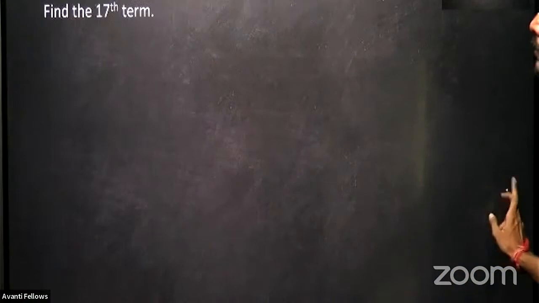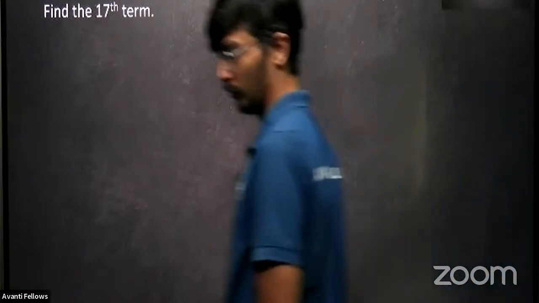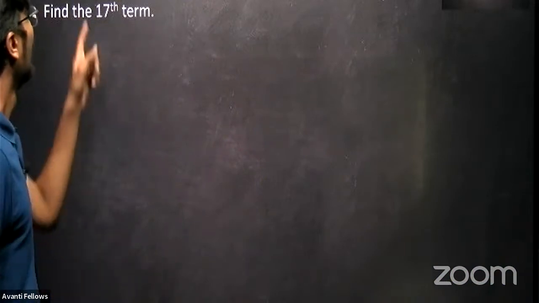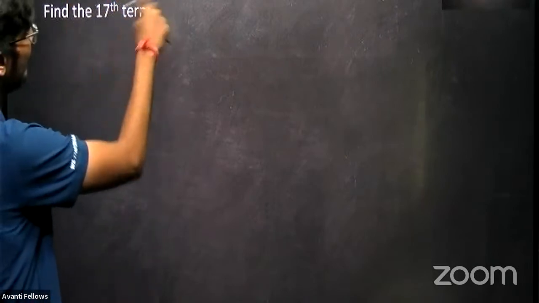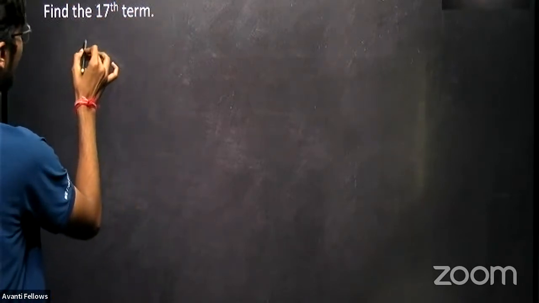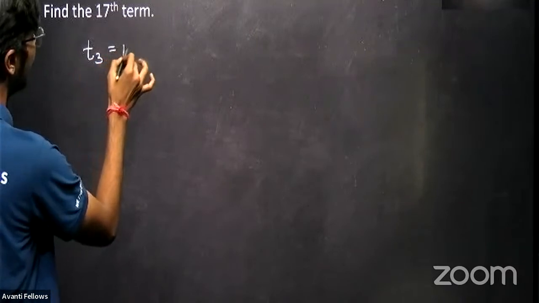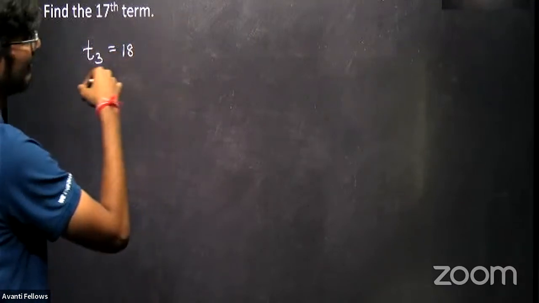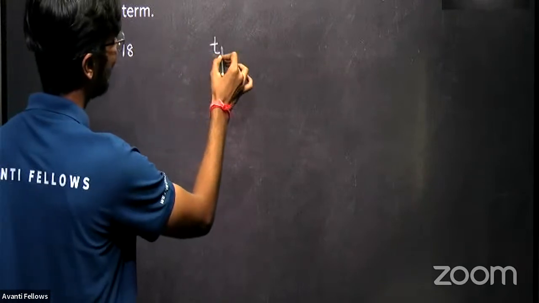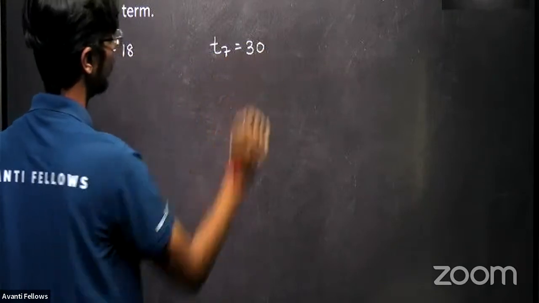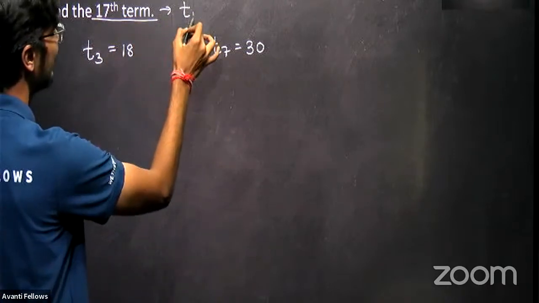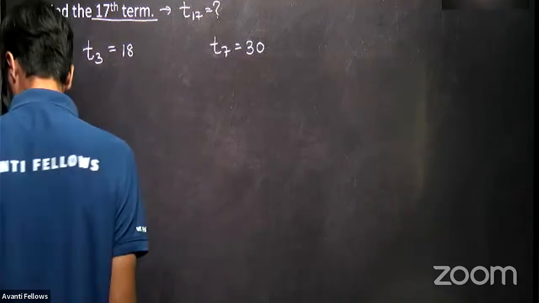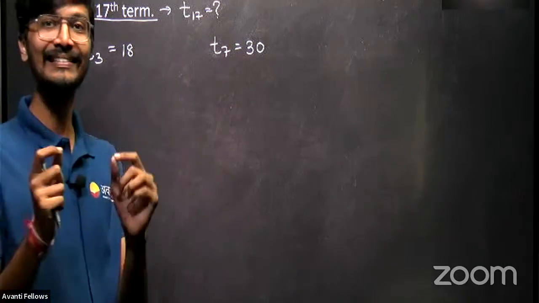This is the question. I hope you can see the question. The third term of an AP is 18. That means T3 is equal to 18. And the seventh term is 30, so T7 is equal to 30. We have to find the 17th term. The 17th term means T17 equals question mark. A very simple question from your NCERT.